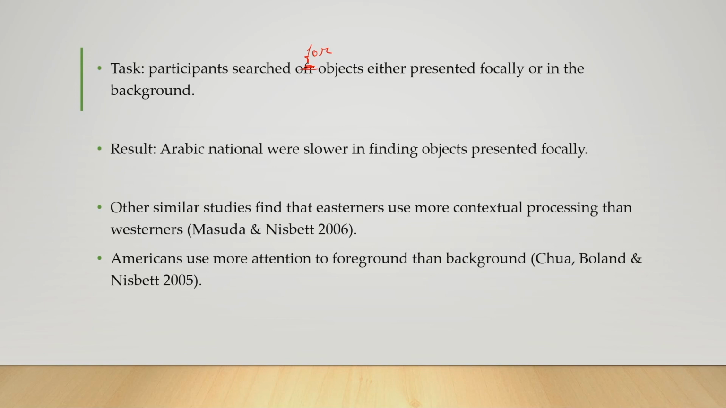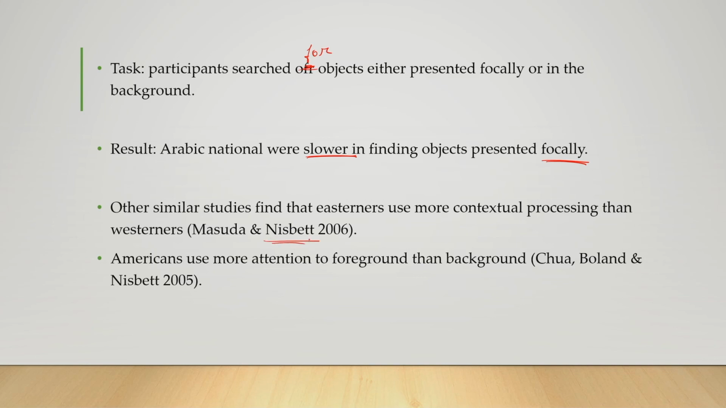And the result was in tune with the prediction. Arabic nationals were found to be slower in finding objects presented focally. This is connected to the differences in the cultural aspect of the attentional mechanism, because collectivist cultures will find objects in the background more readily, but not so much in the foreground. They were slower, not that they were not able to find the objects; they did find them, but they were slower, and that is what is important here. There have been many other similar studies as well.